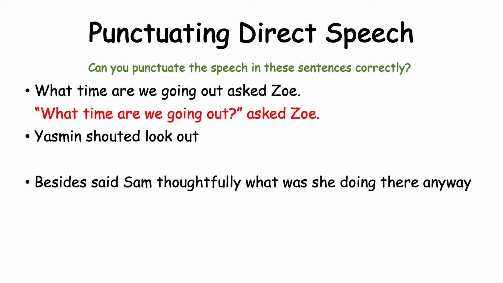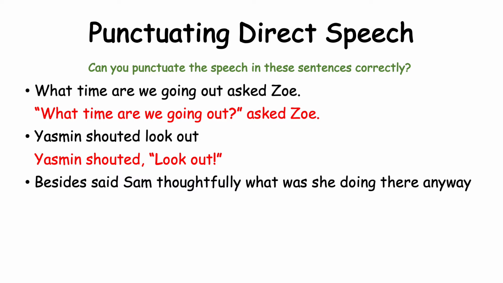Okay, so let's have a look at "Yasmin shouted, look out." So who's talking? Yasmin. How is she talking? She's shouting. And what's coming out of her mouth? "Look out." So this is how I would have punctuated it. Yasmin shouted. Remember, Yasmin has a capital letter. Shouted, a comma to separate who's talking and the speech sentence. And "look out" is in your inverted commas. Look has a capital letter, and I have put an exclamation mark because they're shouting.